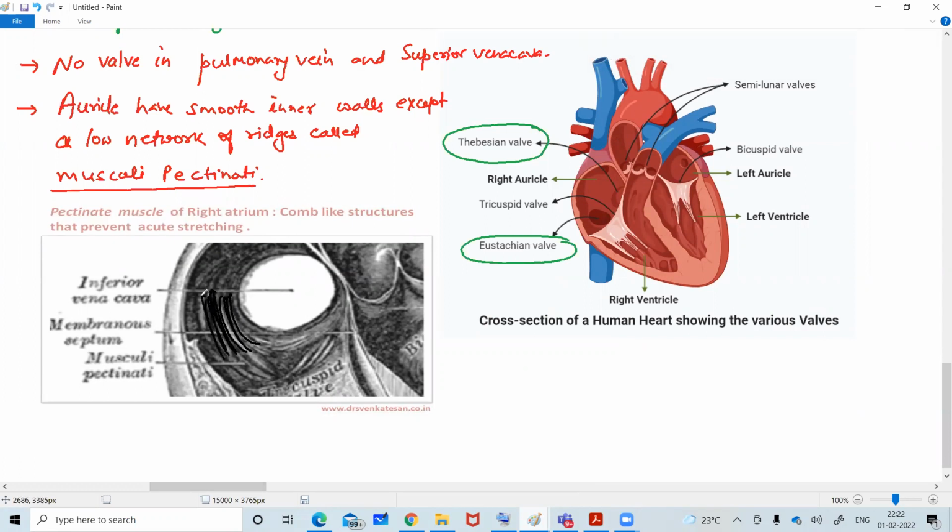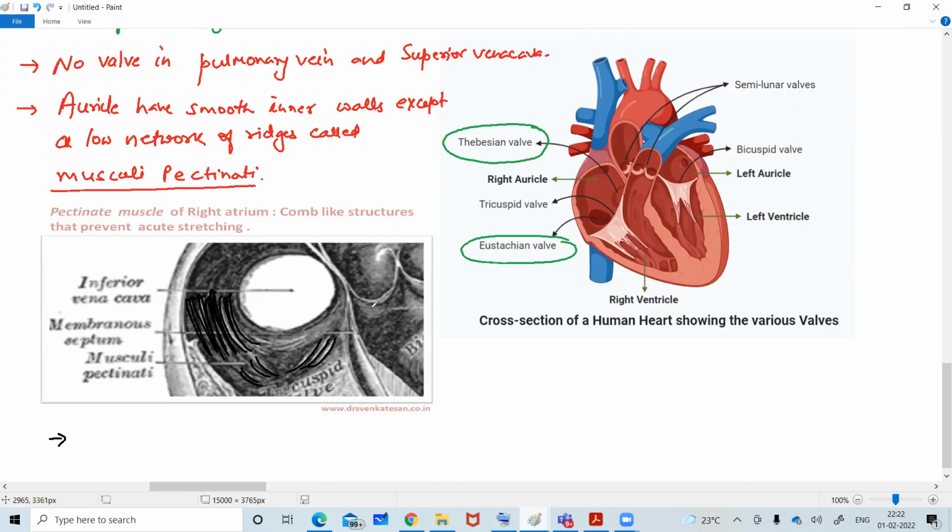Actually, it is an X-ray image, so you can come up, but you can feel that there are some linings like this present. This is called musculi pectinati, which is present on the inner sides of the auricle. Okay. Next point.